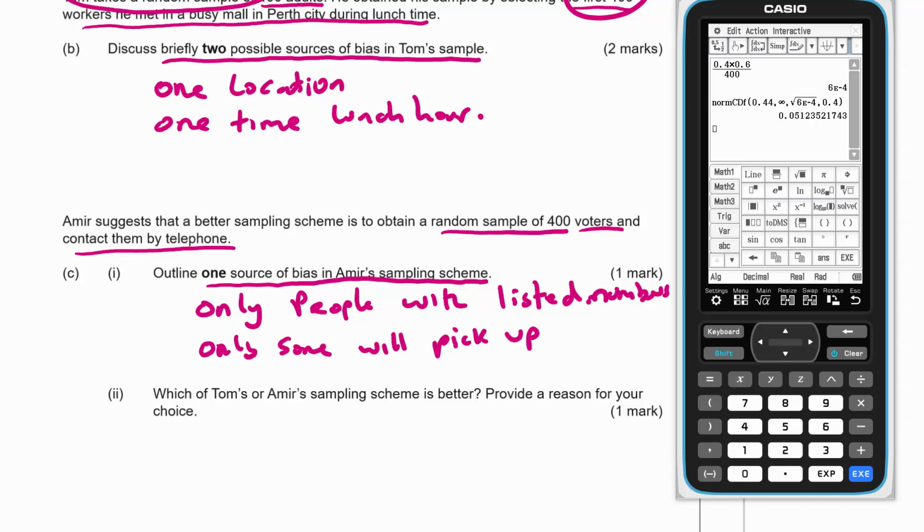But which method is better? Actually, Amir's is still better because at least there was some sort of randomness in selecting the sample. You'll have got people from multiple locations who had different lunch hours and that sort of thing. So the fact that there's some sort of randomness with Amir makes it better.